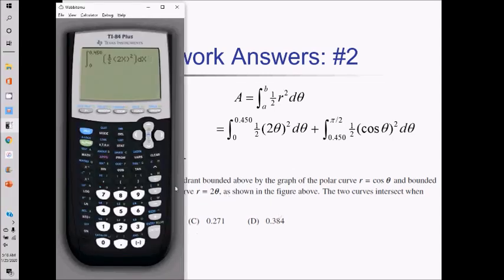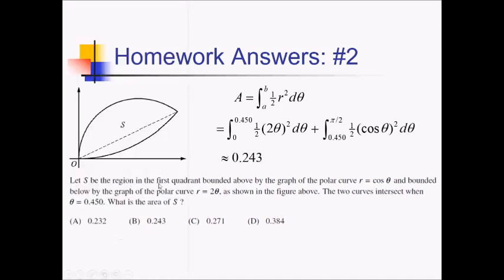So here I am on the calculator, writing out my first integral from 0 to 0.450, 1/2, and I'll call this 2x squared dx. You could go into polar mode and then it would give you thetas, but you really get the same answer here. Now let me do the second integral. So there's my integral from 0.450 to 1/2 cosine of x dx, all of which gives me a grand total of about 2.243, which is going to be answer choice B.